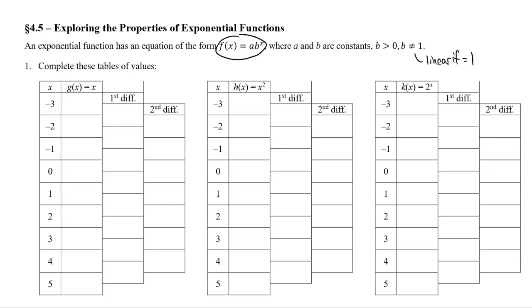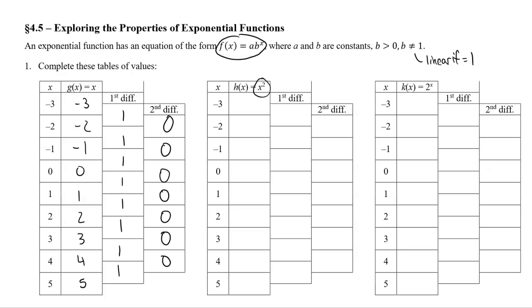For the first table of values, we say g of x is equal to x. So the y value, g of x, is just x, and we just copy those values over. If x is negative 3, then g of x is negative 3, etc. Then we look at the first differences. Negative 2 minus negative 3 is 1. We continue that pattern, and all the first differences end up being 1, as we would expect with a linear relation. So that's a linear relationship. First differences are constant. We'll come back to that in a minute.